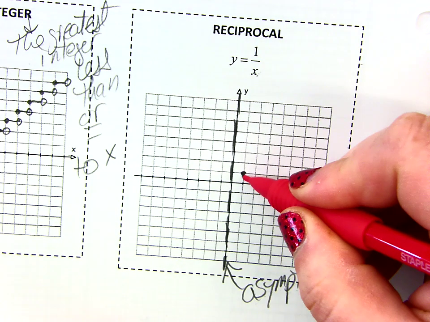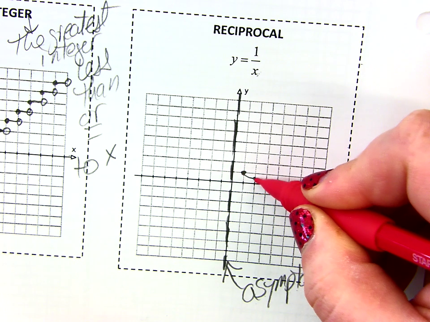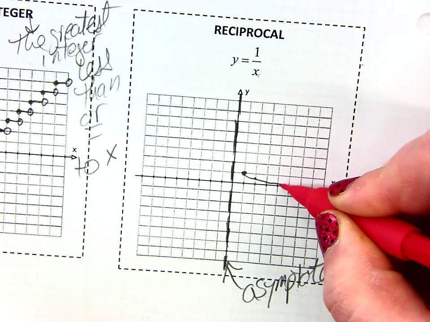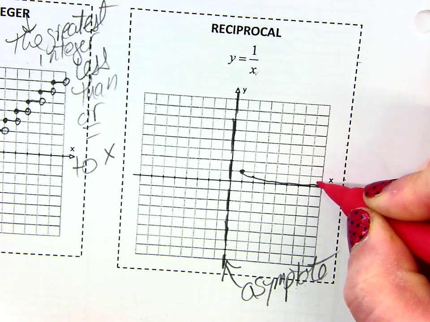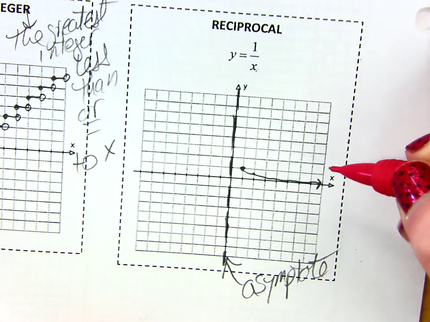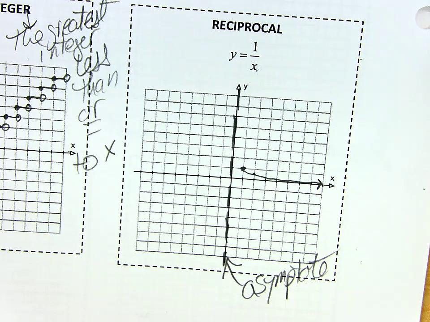So what happens is this guy is going to get infinitely close to the x-axis, but he never actually touches it. I know it's hard to draw, but he's never actually going to touch it. He's just going to get super, super close to it.